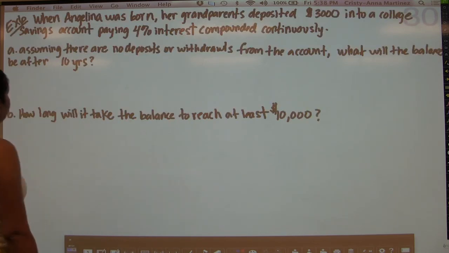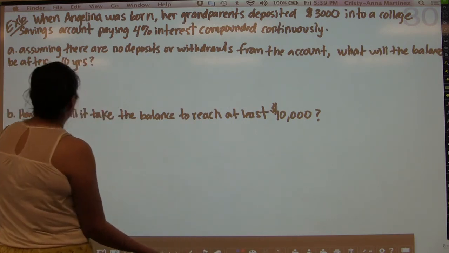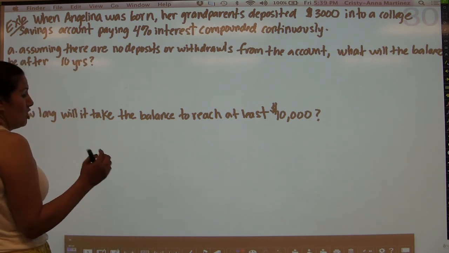So we're going to use that formula in this example. It says when Angelina was born, her grandparents deposited $3,000 into a college savings account that was paying 4% interest compounded continuously. So in part A, it says, assuming that there are no deposits or withdrawals from the account, what will the balance be after 10 years? It's a really straightforward problem. They want to know what A is going to be.